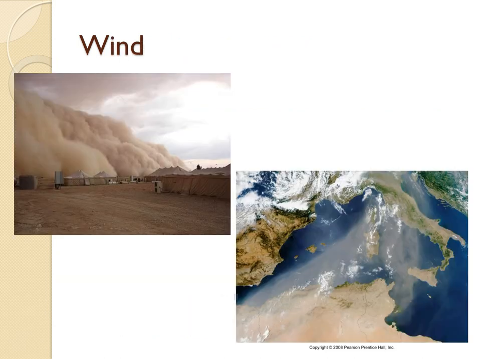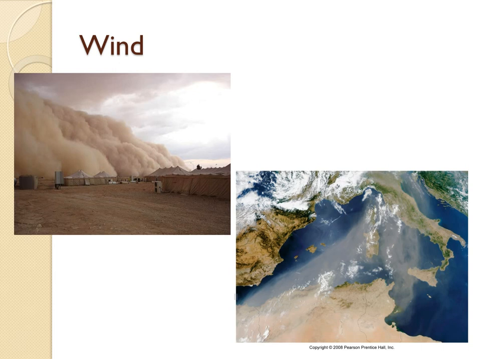Now, wind can carry sediment just like rivers do. It transports it. So wind carries fine sediment like dust as suspended load. So when there's a big dust storm, it's all really fine-grained clay, maybe silt-sized pieces.